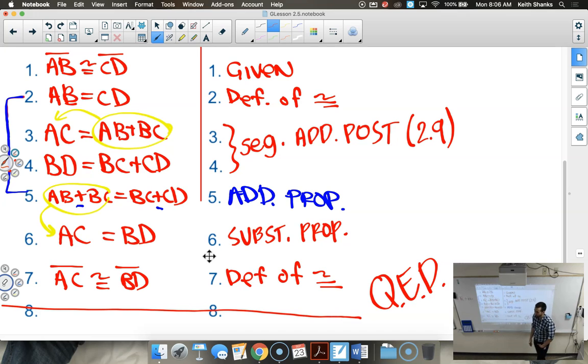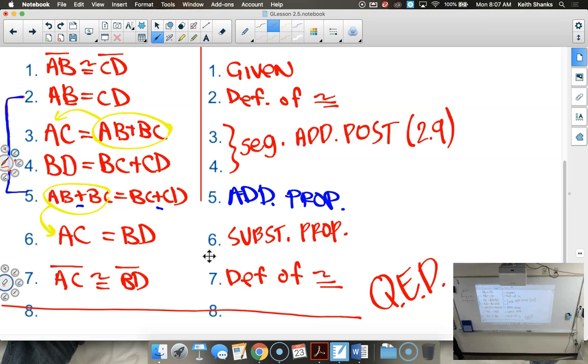Wait, what's the difference between the transitive property and substitution? Because they're usually used in the same way. So the difference is this. Substitution works for equality, not for congruence. Substitution, you could plug into an equation. So, for example, if I had x plus y equals 10, and I said x equals 5, substitution says I could do 5 plus y equals 10.